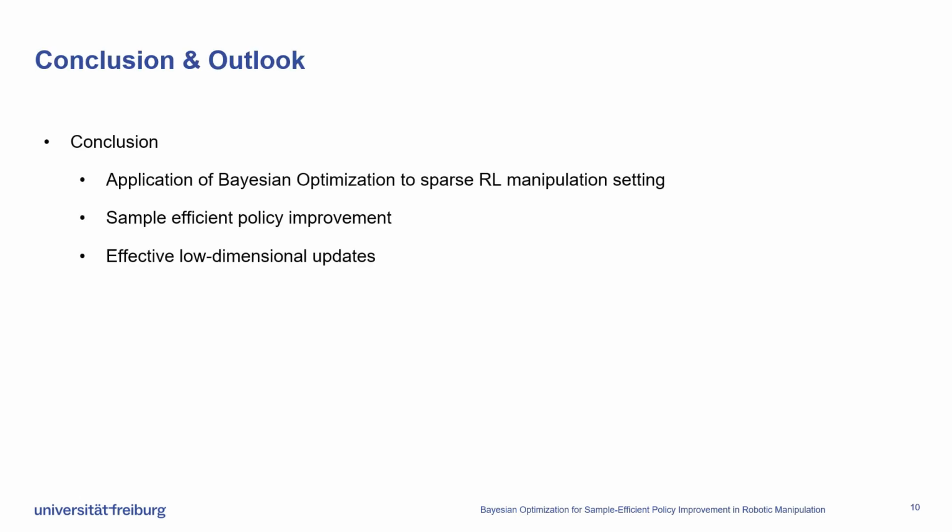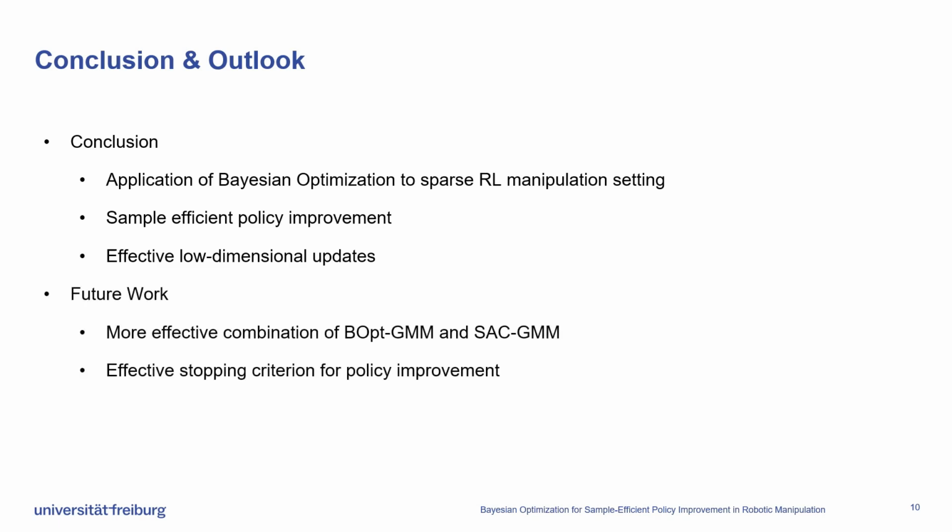We conclude that we were successful in applying black box optimization for efficient GMM-based policy improvement. We demonstrated our low-dimensional updates to be very successful both for BOpt-GMM and SAC-GMM. Going forward, we see potential for combining both BOpt-GMM and SAC-GMM for optimizing a policy together. Further, we think more informed stopping criteria for BOpt could be derived to stop the exploration early.